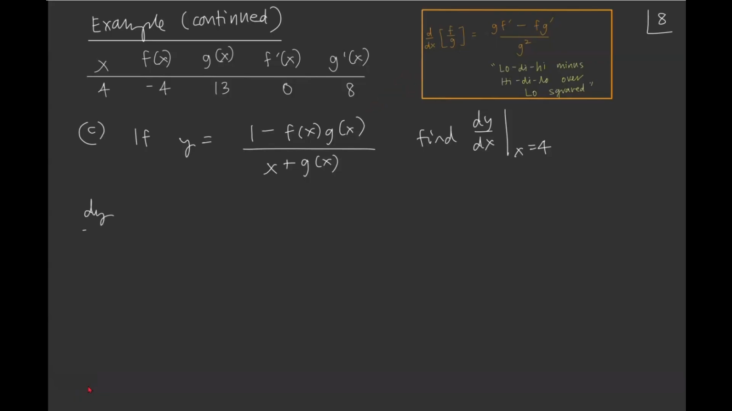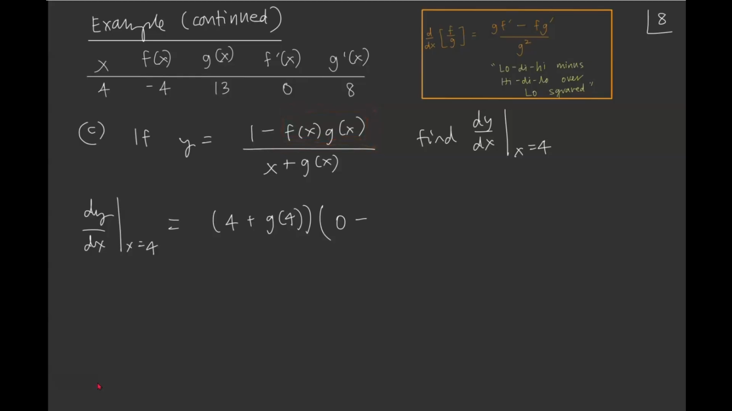So dy dx when x equals 4 will be low d high. So low times the derivative of the high. Low will be 4 plus g of 4. Derivative of the high will be, the derivative of 1 is 0, minus the derivative of f of x, g of x evaluated at x equals 4. And we can't just take f prime of 4 times g prime of 4. We know this is a product rule.